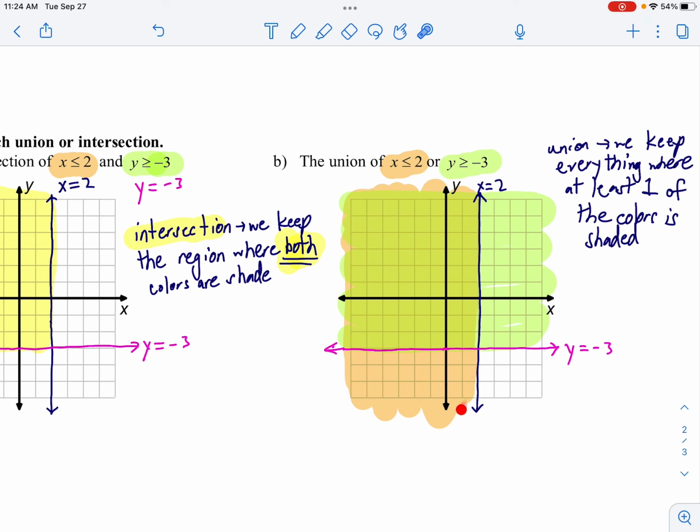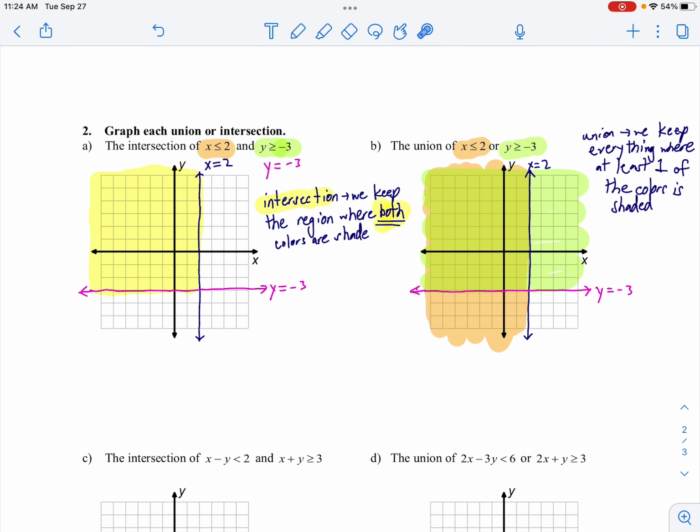We have this orange region where it's just orange, we keep that this time, and then we still have the region where they're both shaded in. We still keep that for union. So notice the difference, right? The parts that were only one color shaded in, we just get rid of those for the intersection. We keep the part where both colors are shaded, this upper left part here.